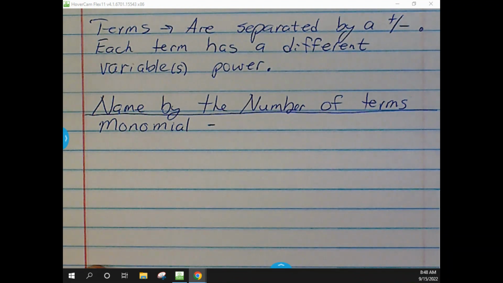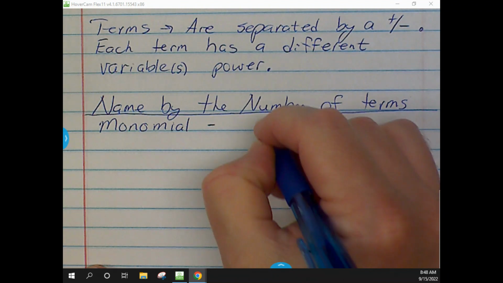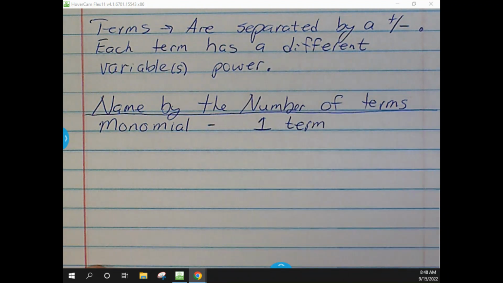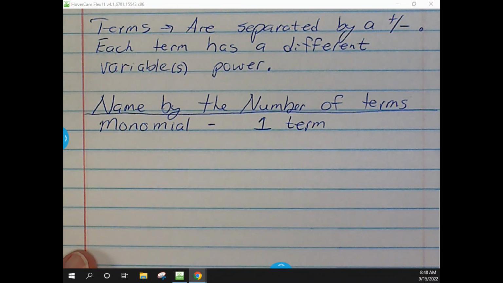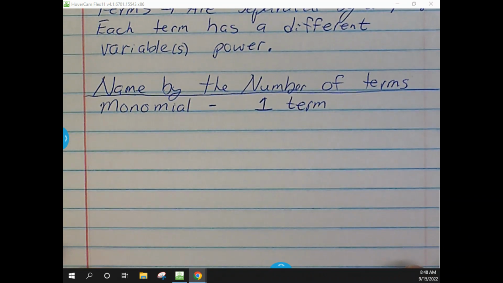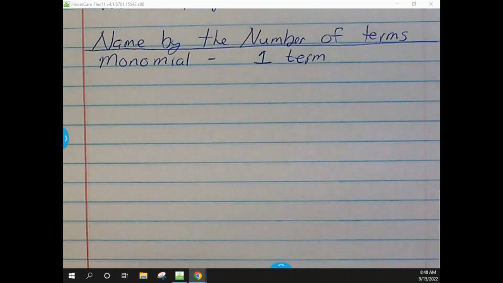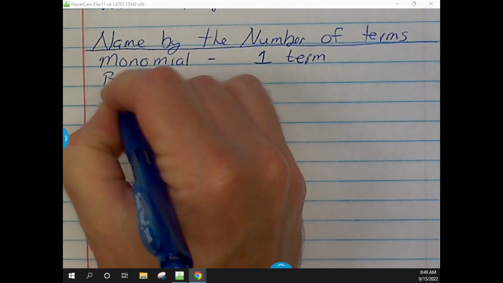Okay, if it's a monomial, okay, that's one term. That'd be just, if you had 4x squared, that's a monomial. If we were going back to quadratics, 4x squared would have been a monomial because there's just one term there.